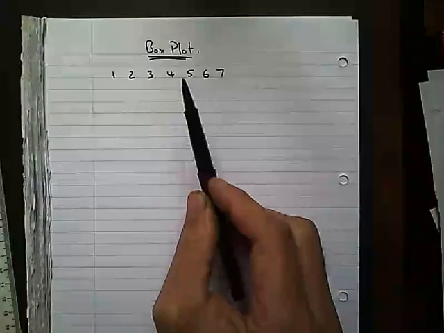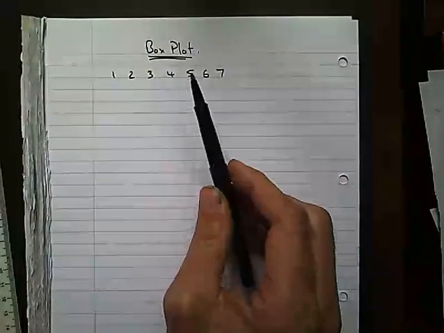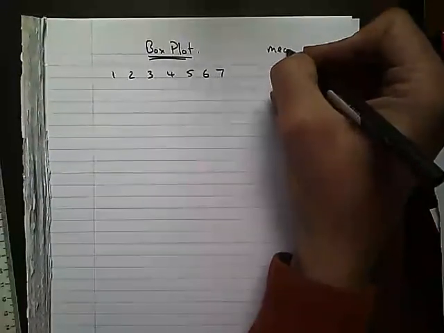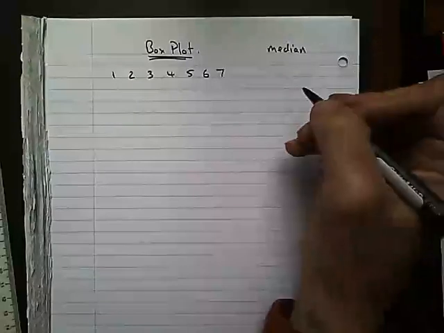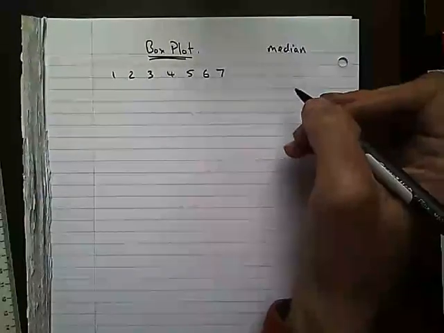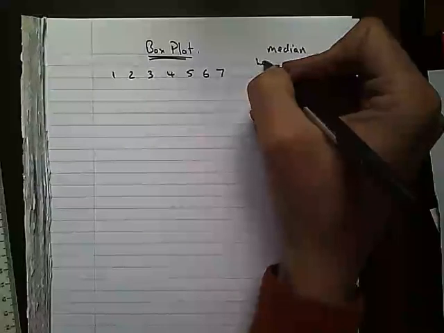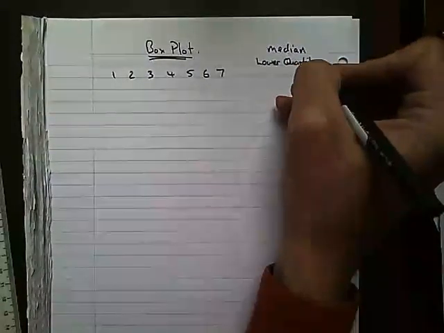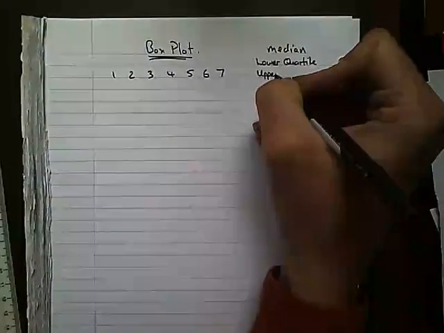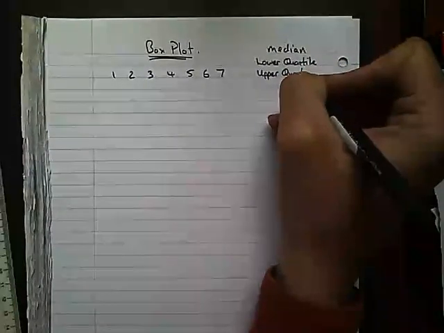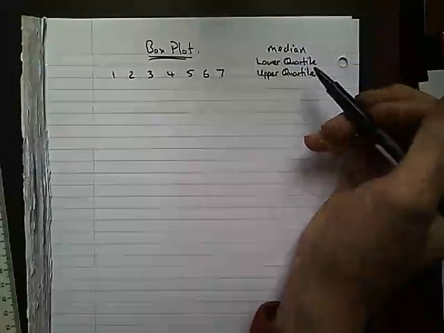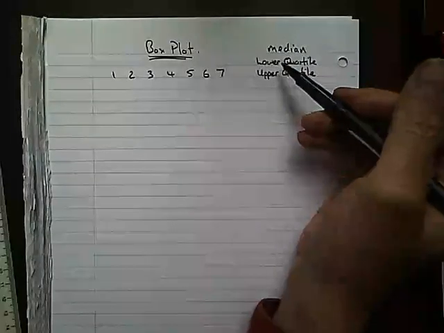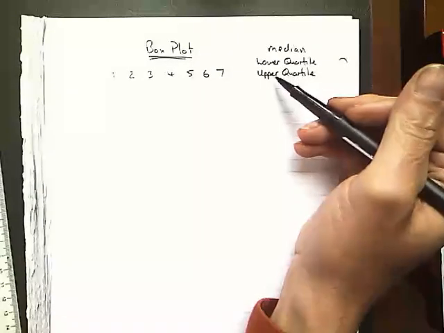Now, the average we use for box plots is the median. Okay, so we want the median, but then there's two other things that we need from a box plot that we've not seen before. One's called the lower quartile, and one's called the upper quartile. Now, looking at the words quartile, lower and upper, fine. One's going to be the smaller value, the lower value. One's going to be the higher value, the upper value.